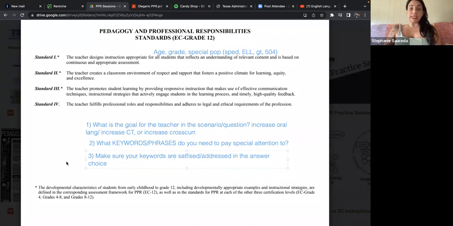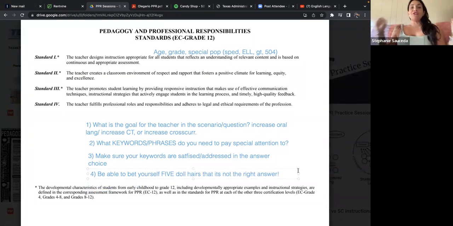So again, don't dismiss an answer choice one off. You have to be able to bet yourself $5 that it's not the right answer. Don't eliminate the right answer without giving it its due process.